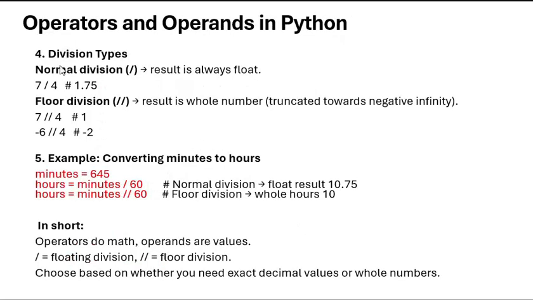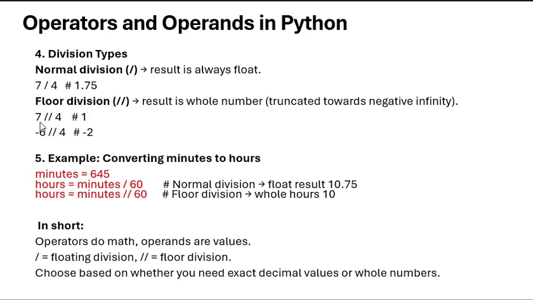Here in division, we have two division types. That is normal division, that all of you know. And the second one is floor division. Let us understand how exactly it will work. In normal division, the result is always a float. Let us see 7 divided by 4. It is a normal division. It will give the result as a floating point number, that is 1.75.